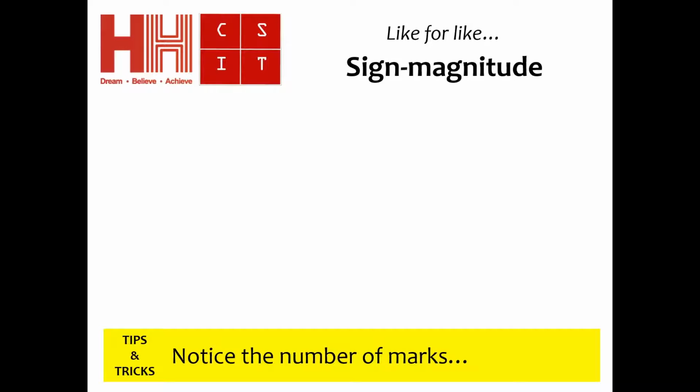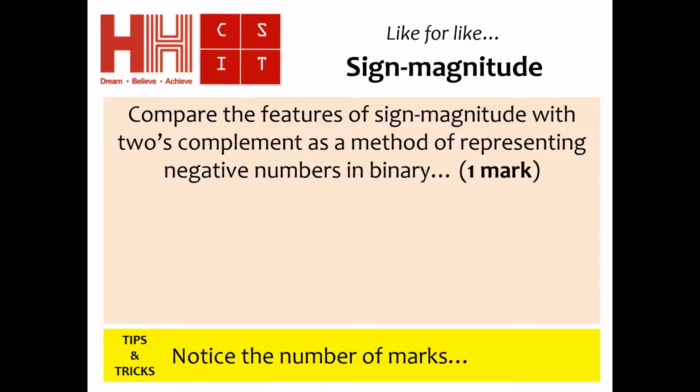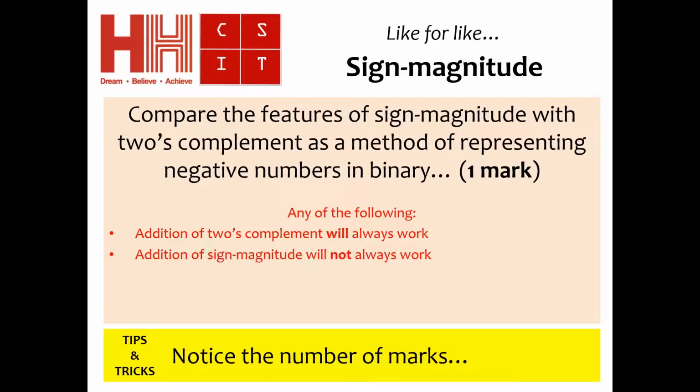Okay, so the next like-for-like question is asking me to compare the features of sign magnitude with 2's complement as methods of representing negative numbers in binary. Okay, so what we need to be looking for is any of the following answers. Okay, so I need to be looking at the 2's complement will always work. Sign magnitude doesn't work in some cases. Okay, the sign magnitude will not always work.